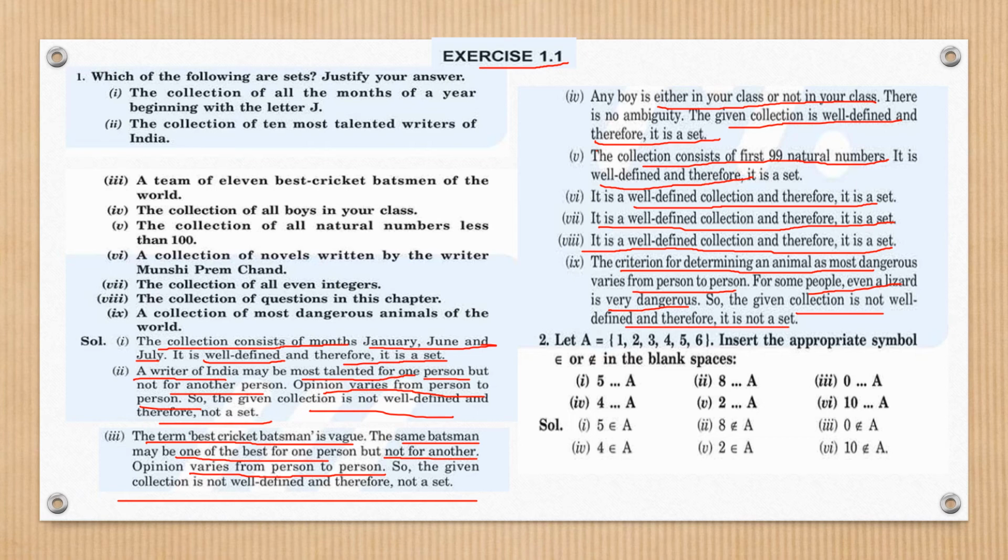Number 2 is, let A be {1, 2, 3, 4, 5, 6}. Insert the appropriate symbol, belongs to or does not belong to, in the blank spaces. Okay. So see from here, is 5 there in the set? Yes. So which symbol will be there? 5 belongs to A. Is 8 there? So 8 does not belong to A. Is 0 there? No. So 0 does not belong to A. Is 4 there? Yes. So 4 belongs to A.